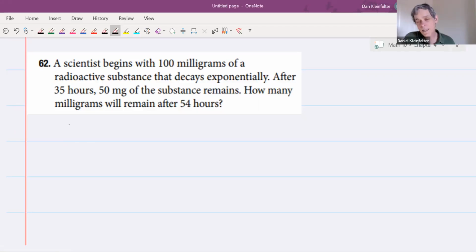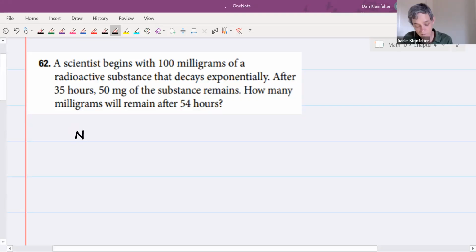So for this, we need to decide on a model that's going to be appropriate for this. For this one, we're not given a percentage decrease or increase. It just says it decays exponentially. So I'm going to use the natural exponential model for this. So we'll have, we'll call it N of t, so the amount that we have after time t. That will be N0 times e raised to the rt power.